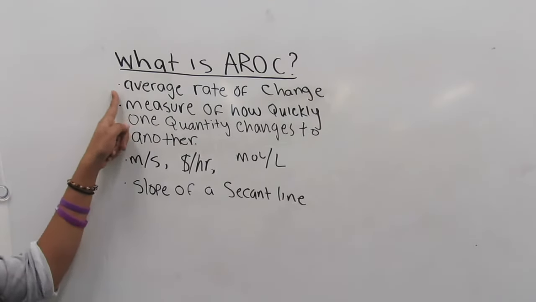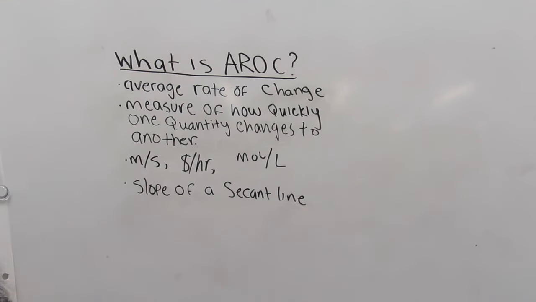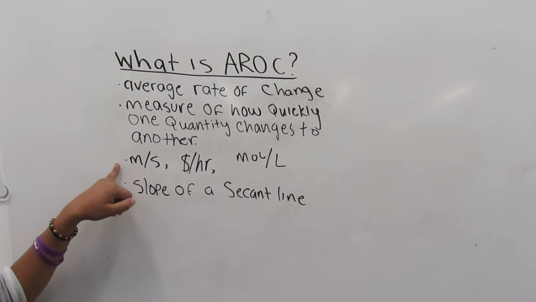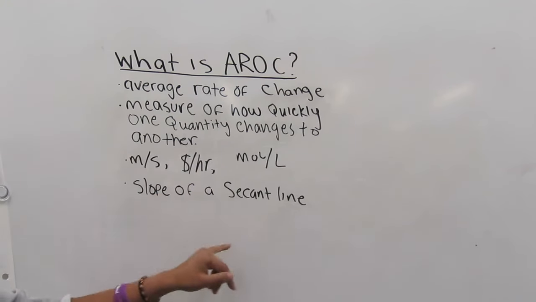What is AROC? AROC is the average rate of change. It is a measure of how one quantity changes relative to another. So, for example, meters per second, dollars per hour, or moles per liter. In the sense of graphing, the average rate of change would be the slope of a secant line. And if you recall, the slope of a secant line is rise over run.